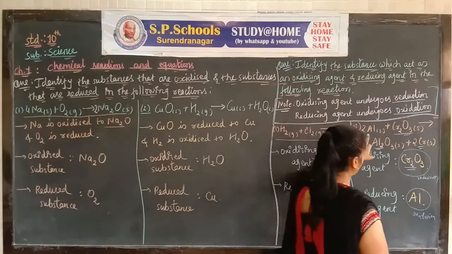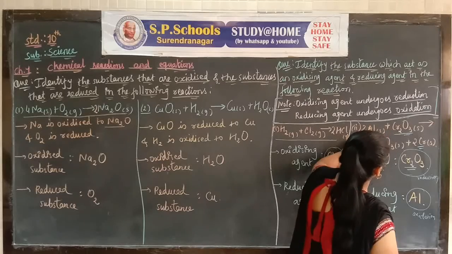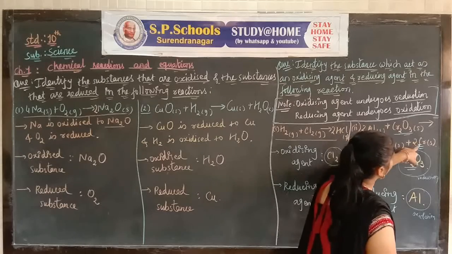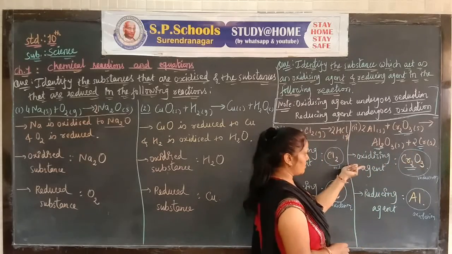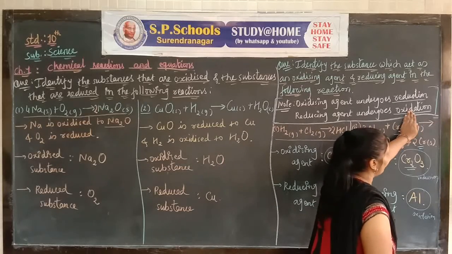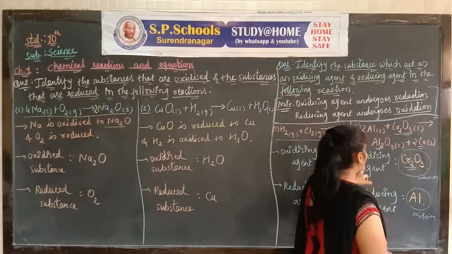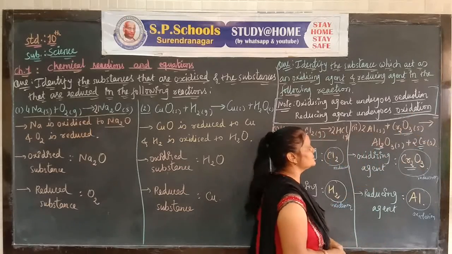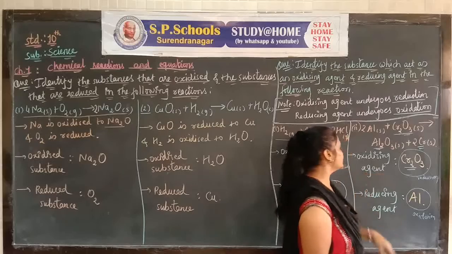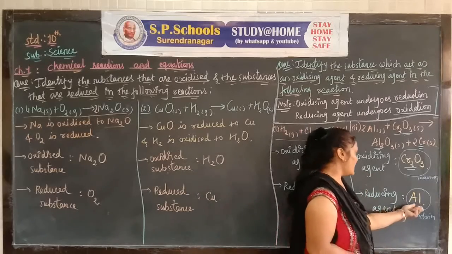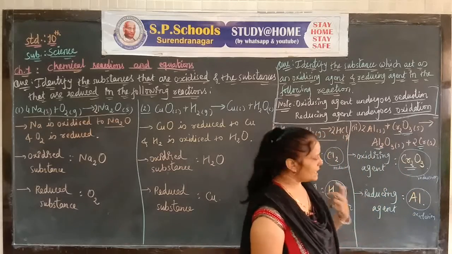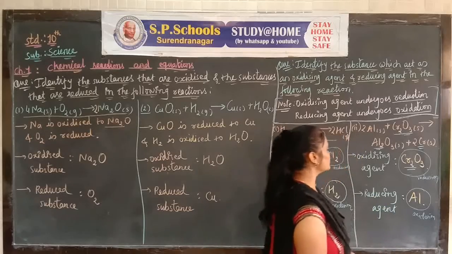In the second equation, Al plus Cr2O3 gives us Al2O3 plus 2Cr. Cr2O3 loses oxygen, so it works as the oxidizing agent. The process is reduction, but Cr2O3 works as the oxidizing agent, and Al undergoes the process of oxidation because it gains oxygen, but it works as the reducing agent.